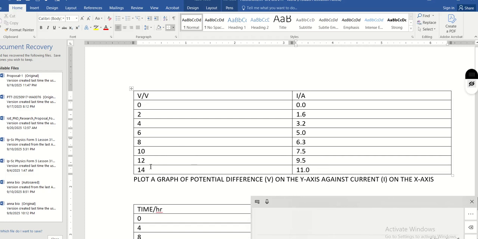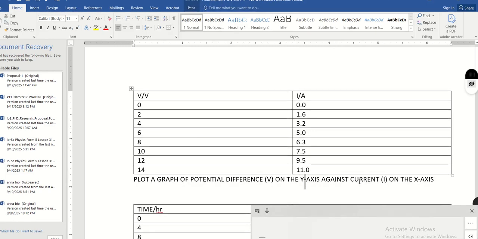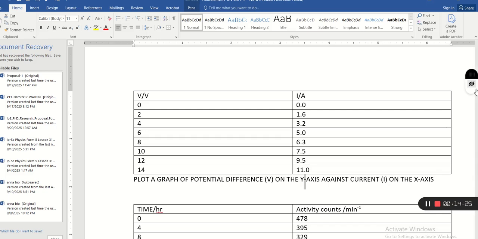Now they're asking you to plot a graph of potential difference on the y-axis and current I on the x-axis. That's what you want to plot. So it told you that V should be on the y-axis, and the current should be on the x-axis. You're told already, so you don't need to decide which one should be on the y and which on the x. So the first thing, as we said, is you need to prepare your data.